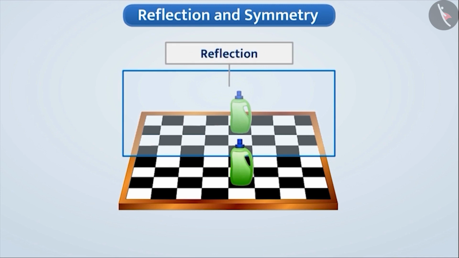Here, we have placed the object in the third square from the mirror, and we can see that the reflection of the object visible in the mirror is also placed in the third square from the mirror. What does this tell you? Think a little.